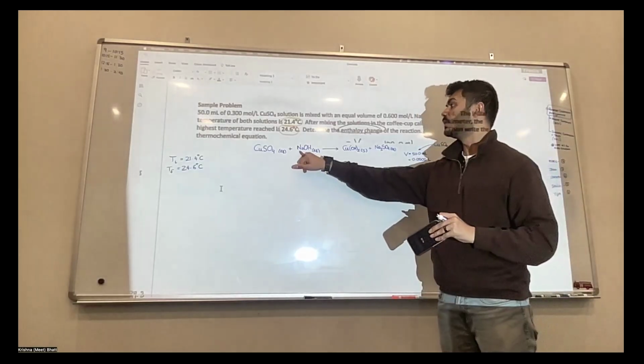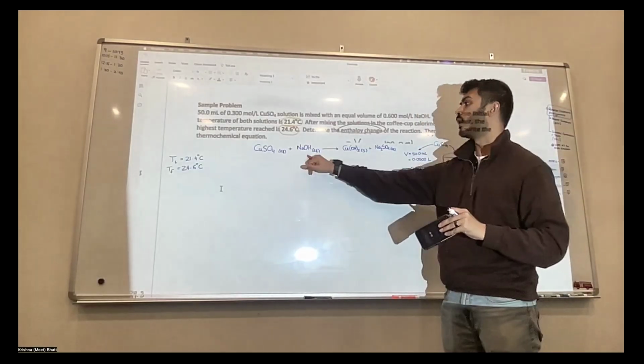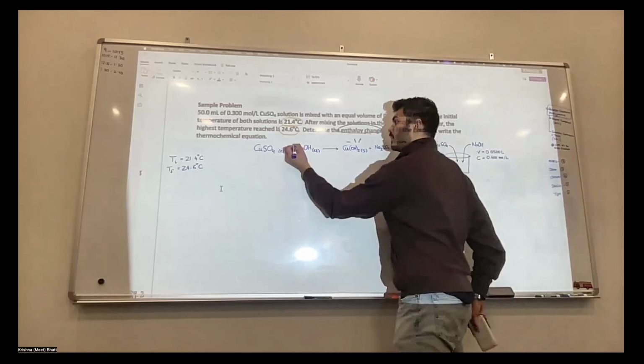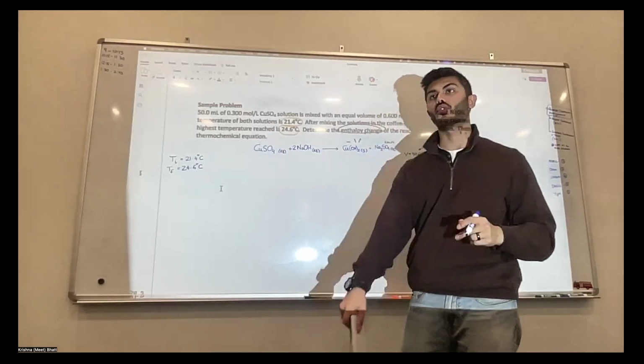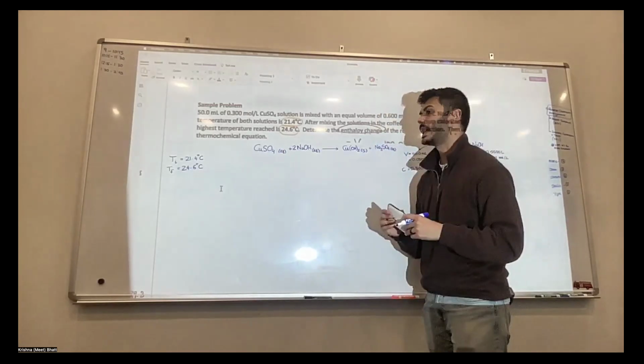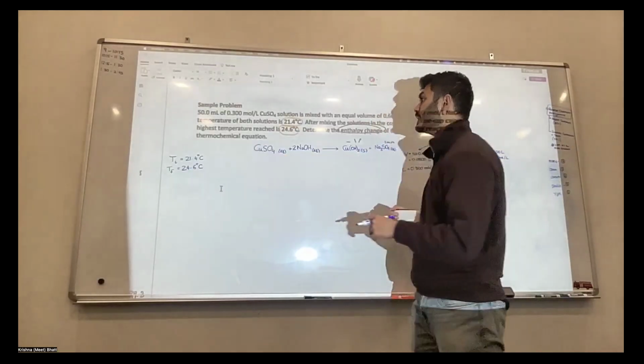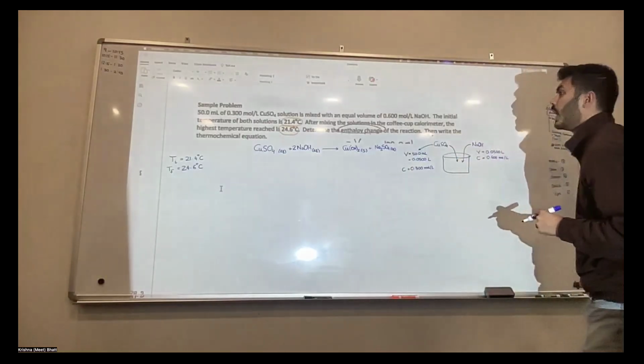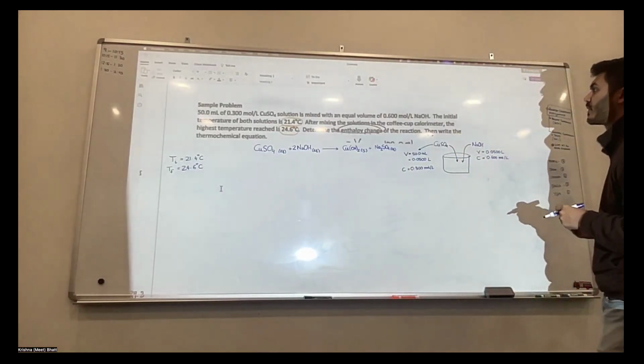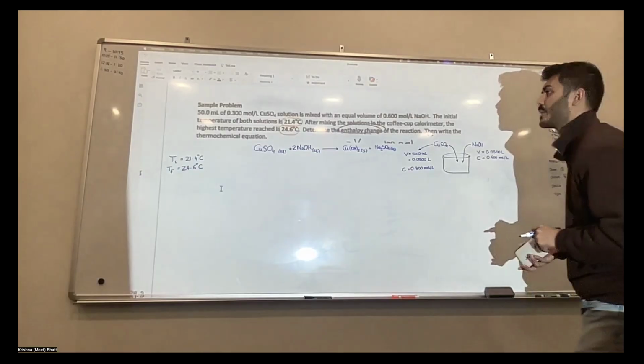Before we continue forward, let's just make sure our reaction is balanced. 1 Na, 2 Na, 1 OH, 2 OH. Simple. Let's add 2 as a coefficient of this. Now it's balanced. So we're given the temperature change. Determine the enthalpy change of the reaction, then write the thermochemical equation.